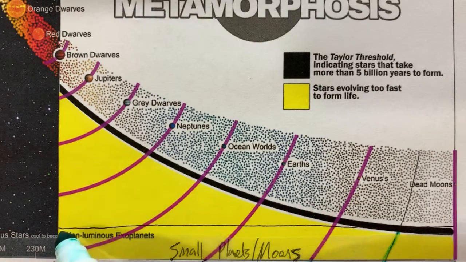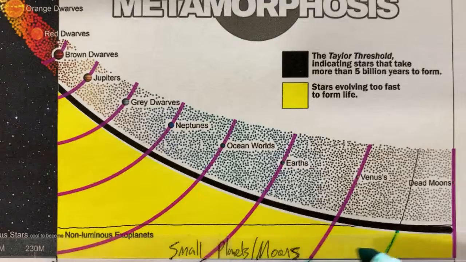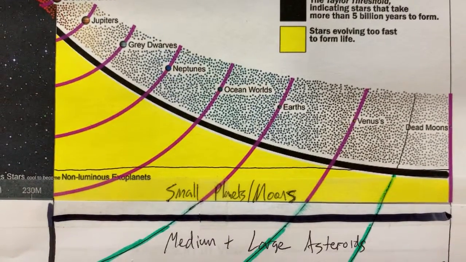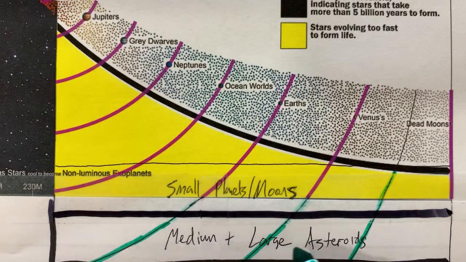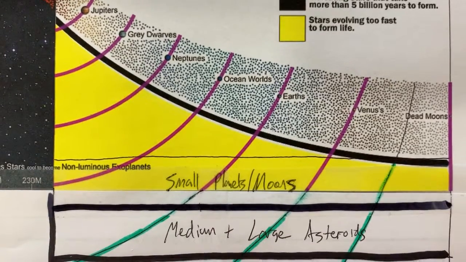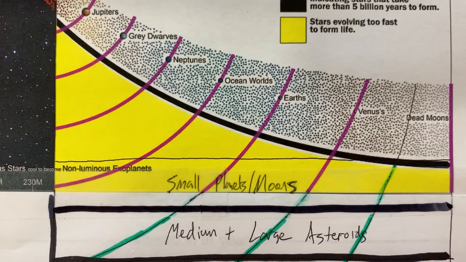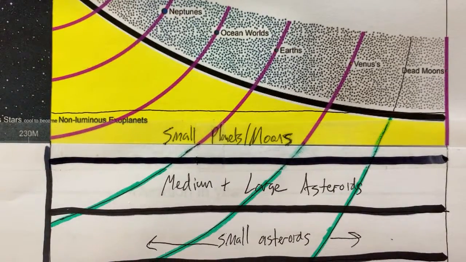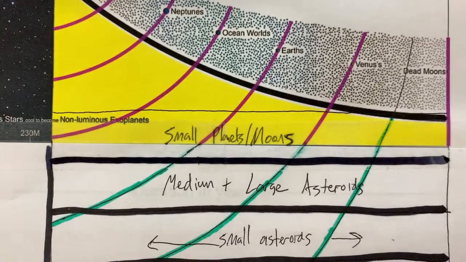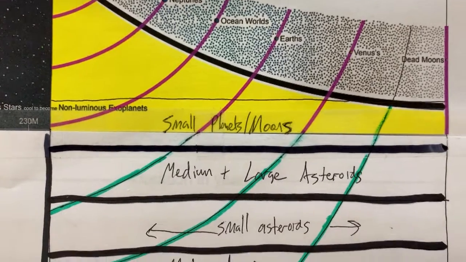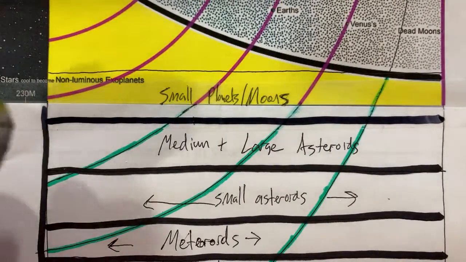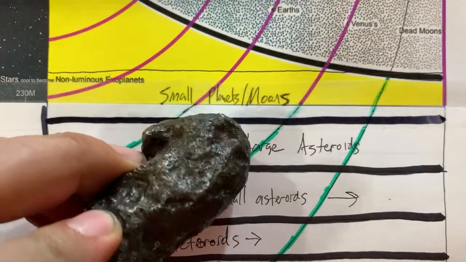Right below this little line right here would be small planets and moons. This is where small planets and moons fit in right here. And then you have medium and large asteroids. These are the size of Ceres, and what are called comets, but actually just highly elliptical asteroids. And objects the size of cities. And then you have small asteroids. These are like battleship or skyscraper sized objects. And you have meteoroids. If this was in outer space, it'd be classified as a meteoroid.